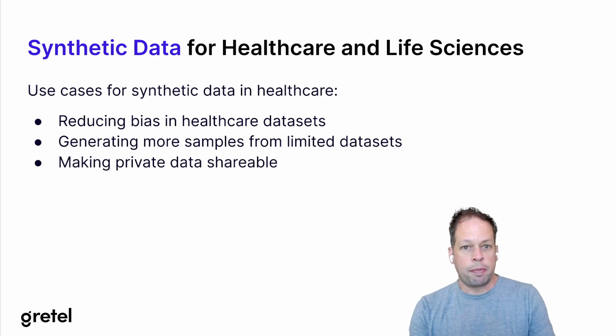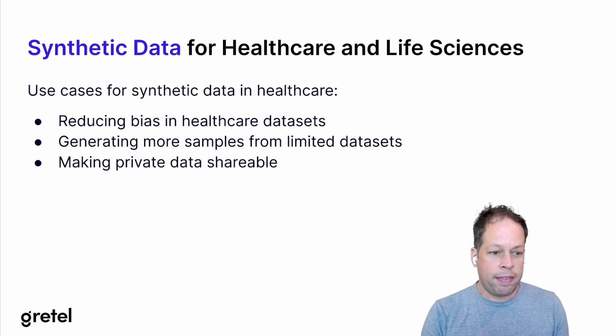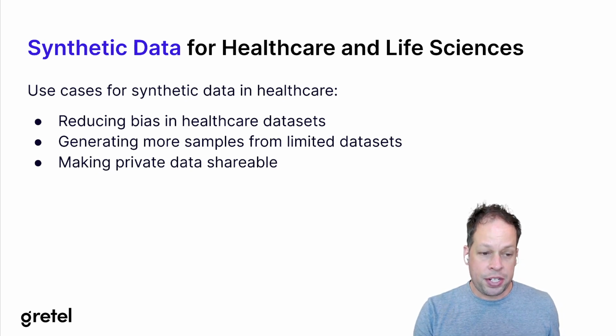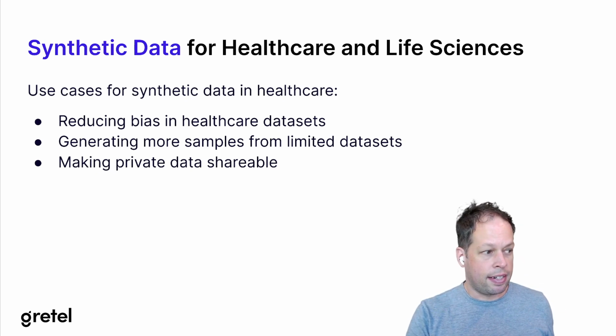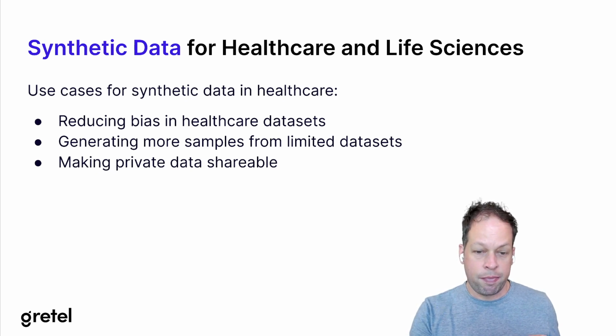Other use cases are around making better data sets. Both reducing bias and generating more samples from limited data sets are around the same goal, where you have access to some data, but you don't have enough of the right data. So a question is, can we boost the representation of a minority class in a data set or engineer some feature of the data to create a more equitably fair or balanced data set?